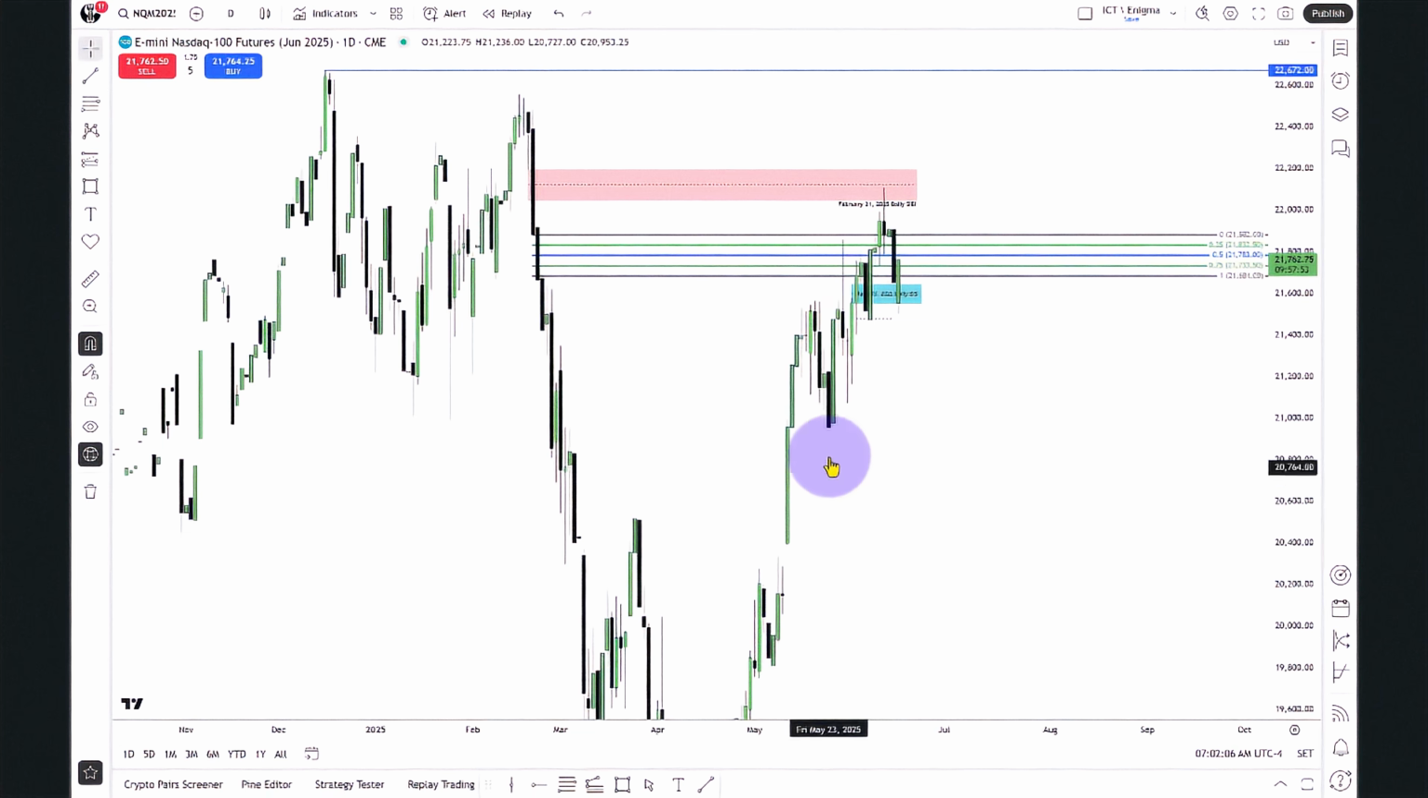Then it rallied up and used this down close candle as an order block. It just kept driving up into this inefficiency with the extreme running up into this gap there. But it failed to get the consequent encroachment on that. Notice that?